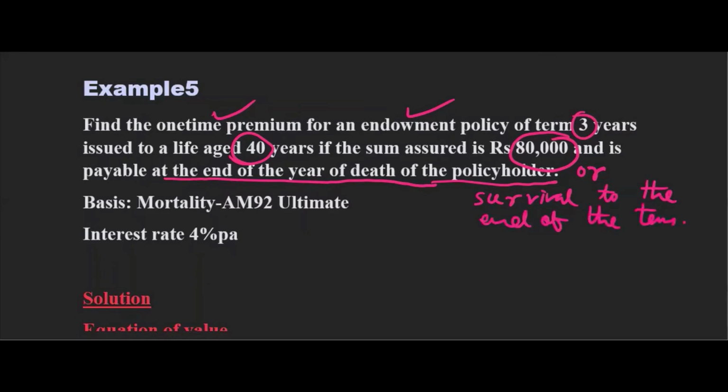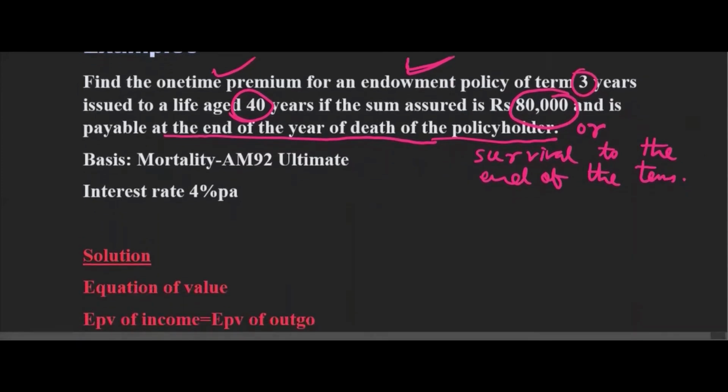Even if this is not given, if endowment policy is written, remember two types of benefits are there. One is the term benefit, you can say death benefit, and the other one is the survival benefit, that is called the endowment benefit, okay. 40 years. So write the formula, 43, 80,000, okay. 4%, M92, you need to remember.